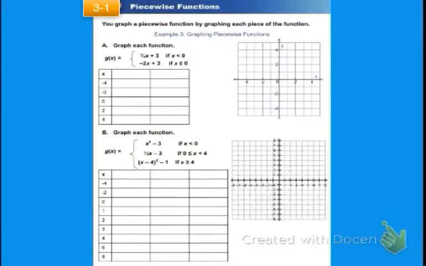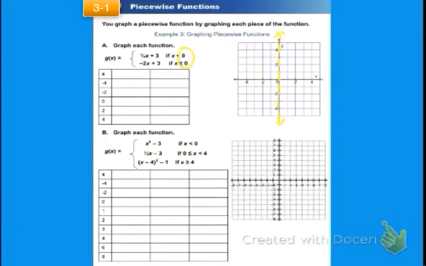The very first thing I always do is draw sort of a boundary line where the interval breaks. Notice that the interval breaks right here at 0. So I go over here to the graph, and I'm going to put a vertical line down here, which is just a reminder. This is where the function's going to change over from that 1/4 x plus 3 to the -2x plus 3.